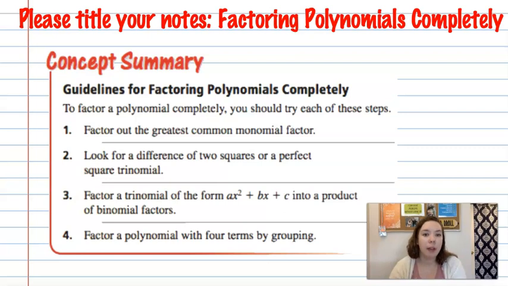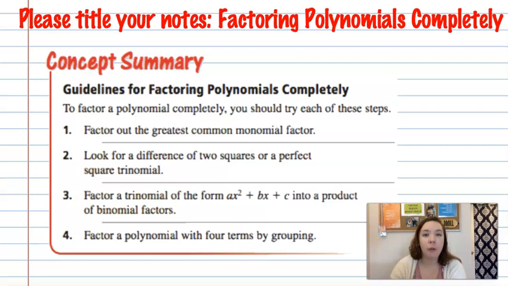So step 1 is to factor out the GCF if possible. If there is a GCF, you should take it out at the beginning because it will be a much easier problem since everything you have left over will be much smaller. So that's what you always want to do first. And then really the rest depends on your problem.